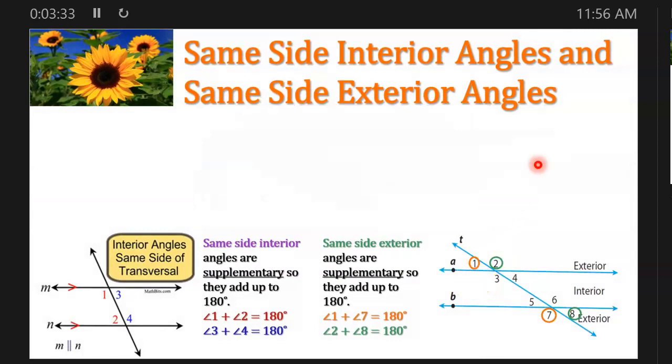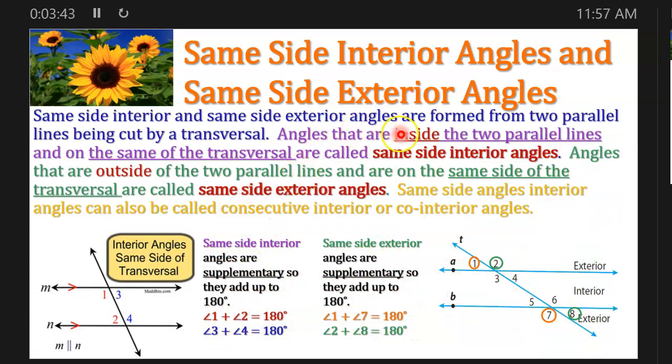Okay, same side interior and same side exterior. This one is not going to be on the opposite side of the transversal. This is going to be on the same side of the transversal. Same side interior and same side exterior angles are formed when two parallel lines are cut by a transversal. Angles that are inside the two parallel lines and on the same side of the transversal are called same side interior angles. Angles that are outside of the two parallel lines and on the same side of the transversal are called same side exterior angles.